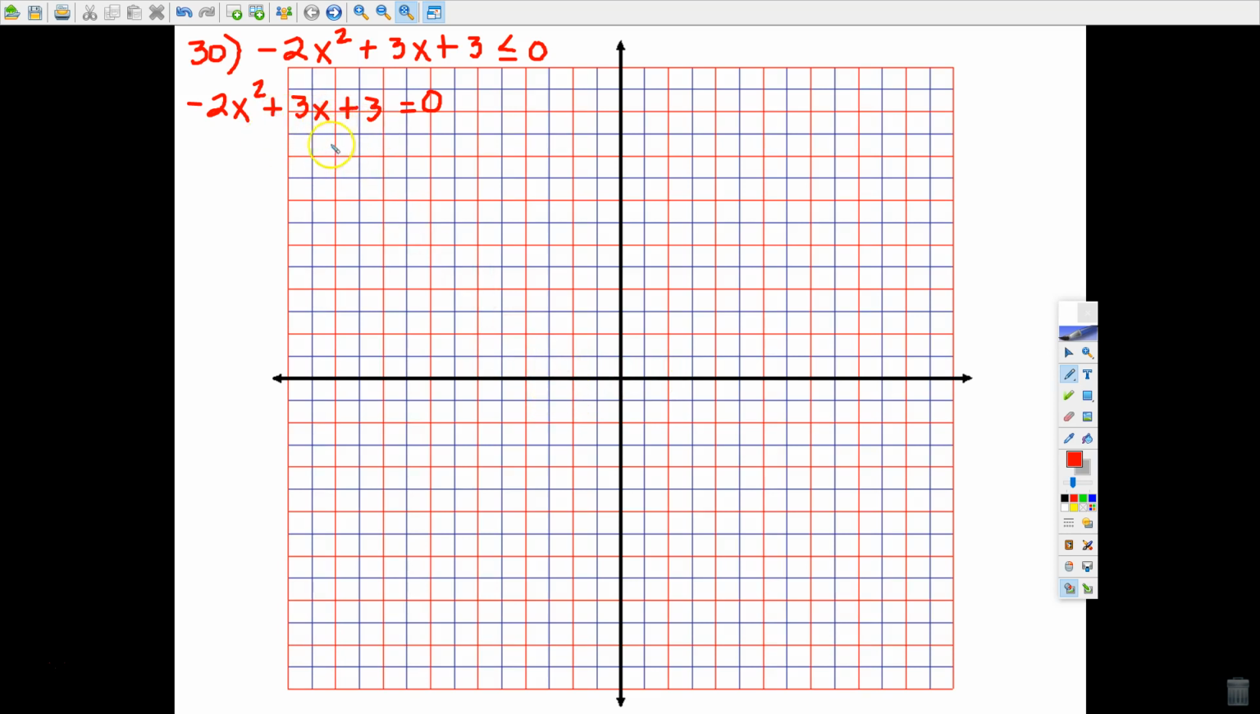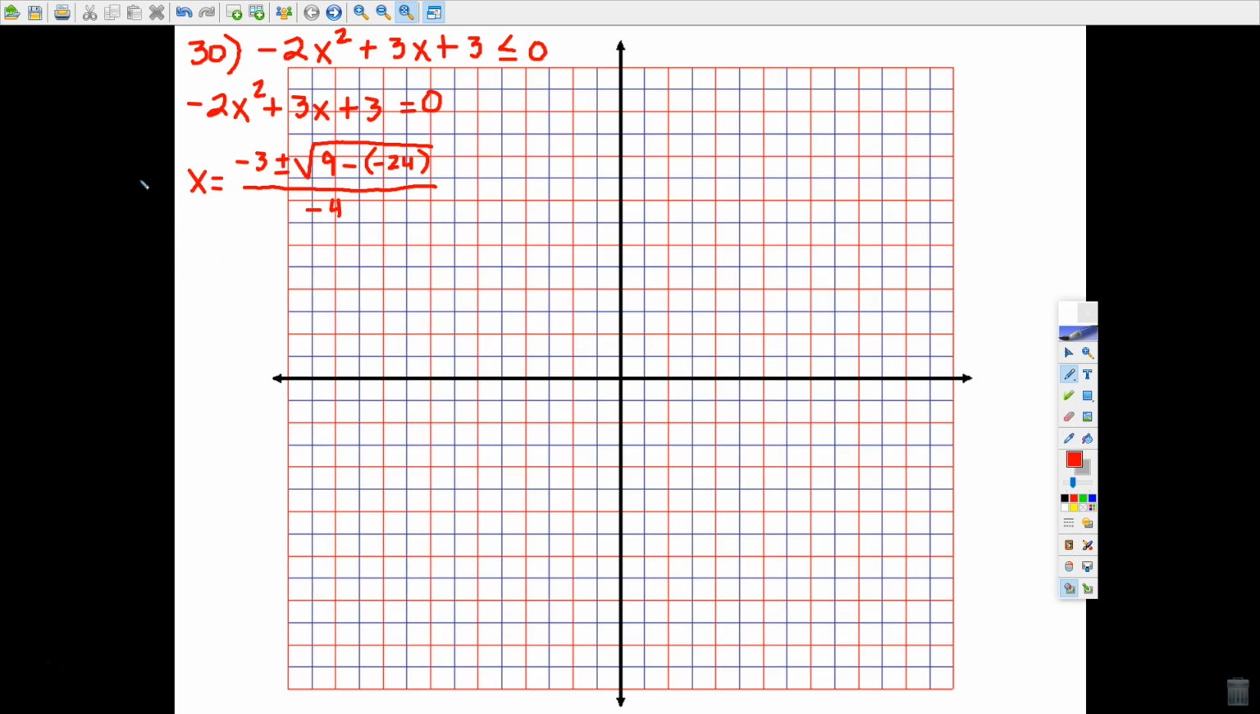So since this doesn't factor, I'm just going to go ahead and use the quadratic formula in order to solve this equation. So I'm going to do the opposite of b plus minus the square root of b squared, which is 9, minus 4 times 2, which is negative 8, times 3, which is negative 24. So I'm subtracting negative 24. All of this is going to go over 2 times negative 2, which is negative 4.